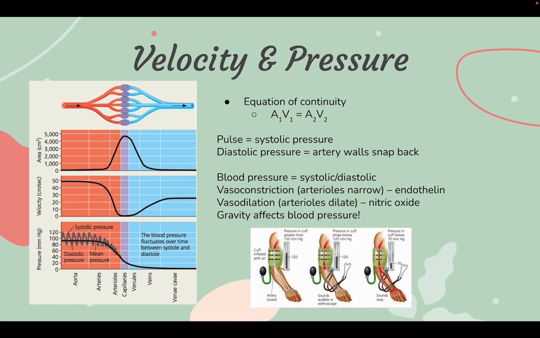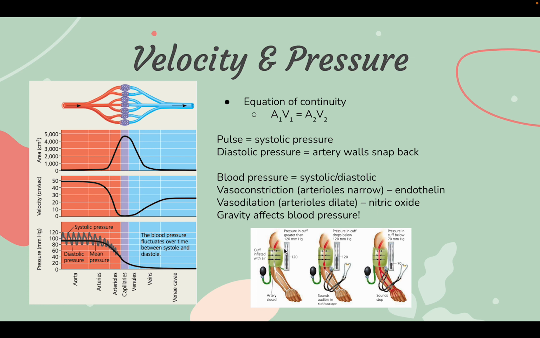Our heads are above our heart, and that means the blood pressure is going to be significantly lower in our brains than it is straight out of our heart. And think about something like a giraffe. So giraffes have long necks, right? So their heart is really, really powerful in order to get that blood up to their brains.